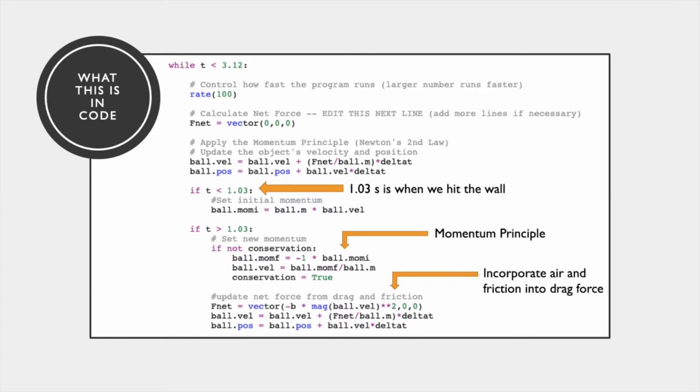After that, we set the net force equal to drag air force as the ball came against resistance. We then updated the ball velocity and the position based on the net force. This was a constant net force, which means constant deceleration on the ball as it returned from the wall. Because of that, the velocity decreased and the position experienced an increase in an exponential form.